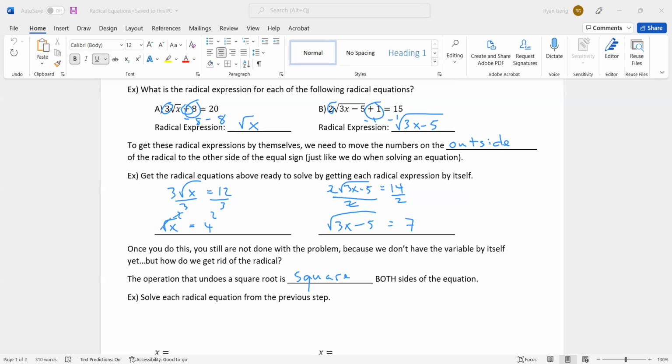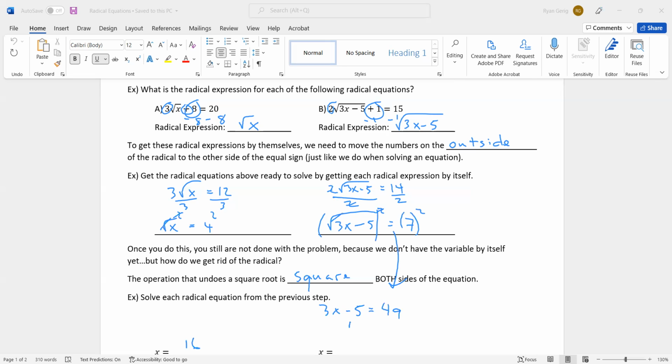What that's going to do is it's going to cancel the radical, and I'm going to get x equals 4 squared is 16. Same thing over here. I'm going to square both sides. Now watch what happens on B. It's a little bit trickier on B because squaring it cancels the radical, and I'm left with 3x minus 5 equals 49.